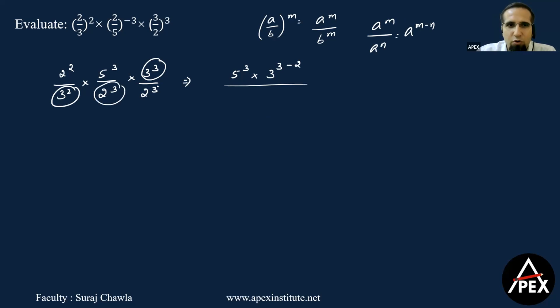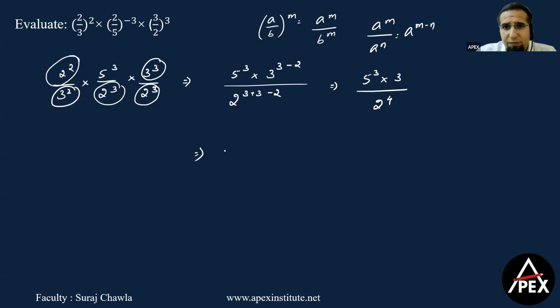Similarly, I have 2 to the power 3 plus 3 in the denominator and a 2 square in the numerator. So I can bring that down and subtract it here. So this final value becomes 5 cube into 3 divided by 2 to the power 6 minus 2. That gives me 2 to the power 4. Clear? Which eventually gives us 5 cube is 125, 125 into 3 divided by 16, and the final value becomes 375 divided by 16.